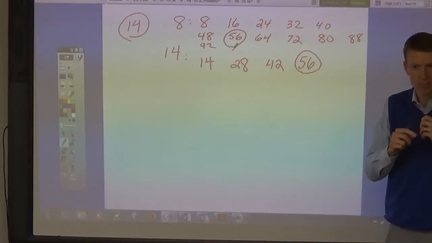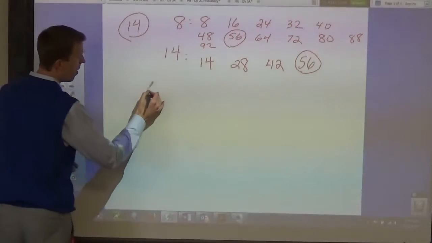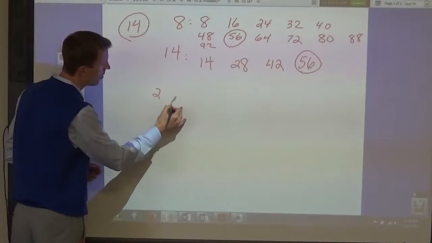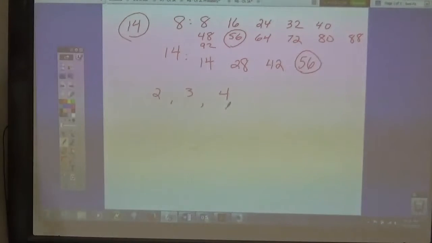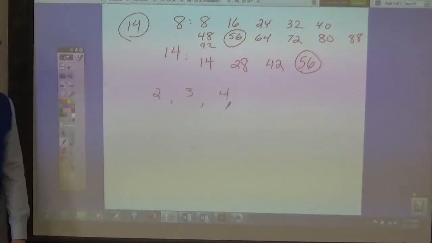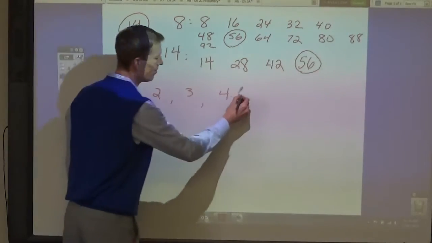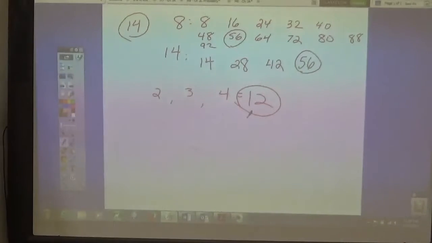Okay? Sometimes the lowest common multiple is simple, like the lowest common multiple of 2, 3, and 4. What's the lowest number that 2, 3, and 4 all go into? Daphne? 12. So we can do this just by thinking. 12. Okay?